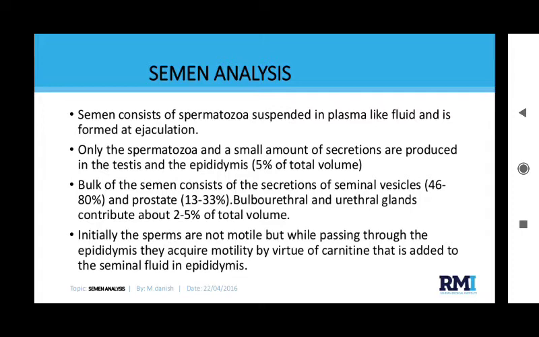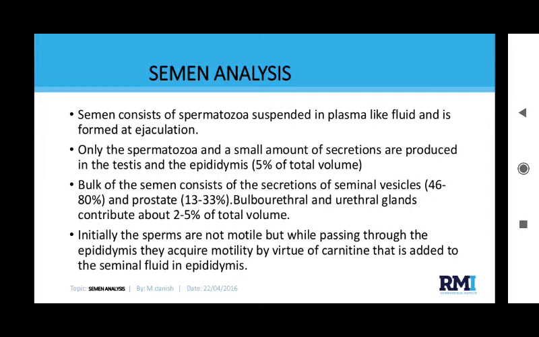We have seen in the previous class how semen is formed, what part of it is fluid and what part is sperms. So what is the contribution of which gland? Only the spermatozoa and a small amount of secretions are produced in the testis and the epididymis. The bulk of the semen consists of the secretions of the seminal vesicles and the prostate.